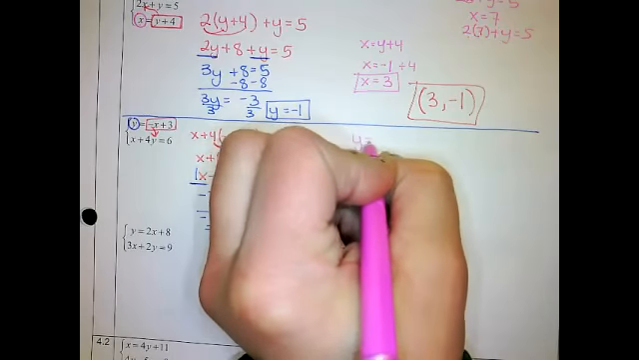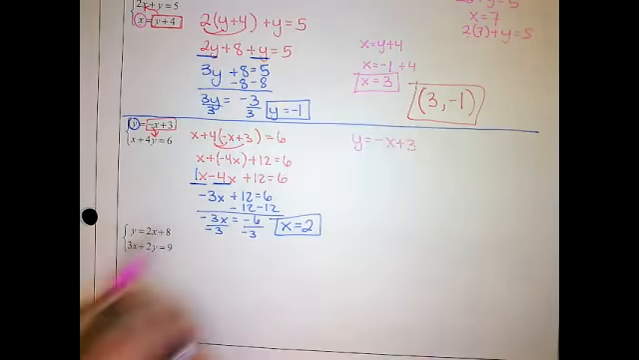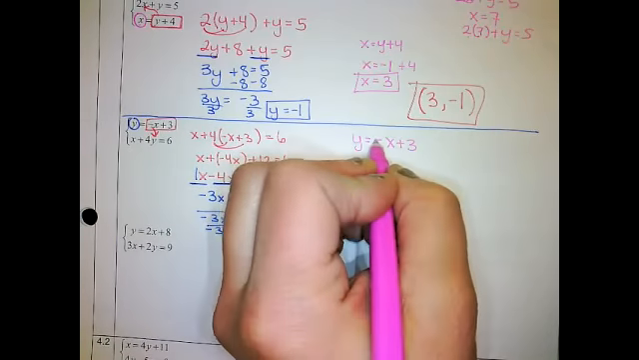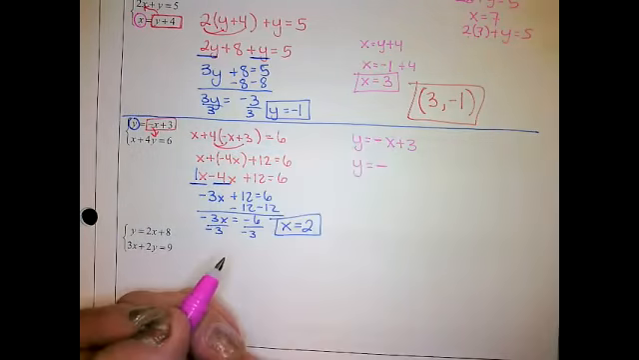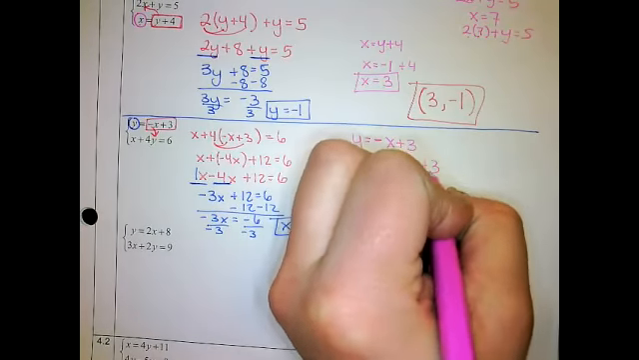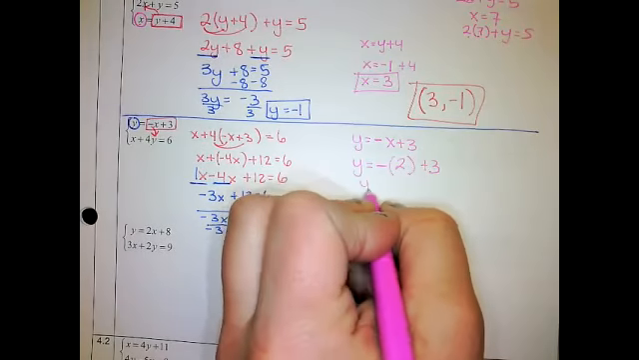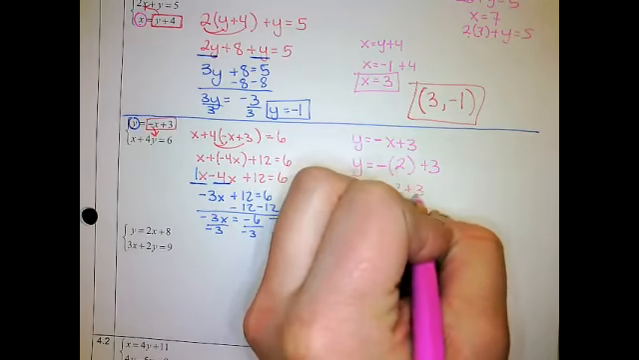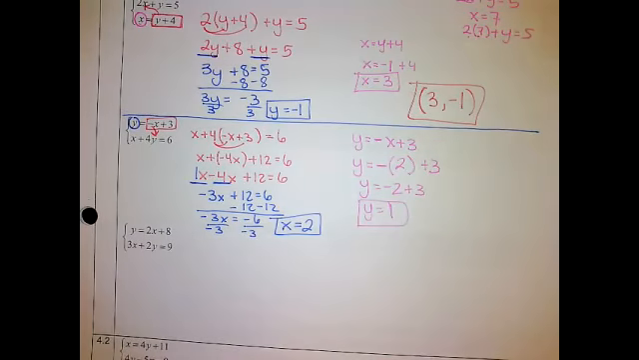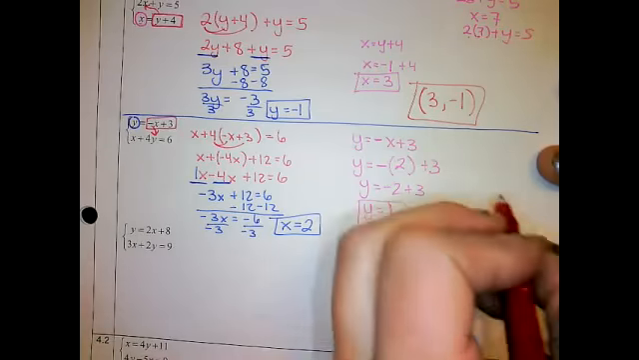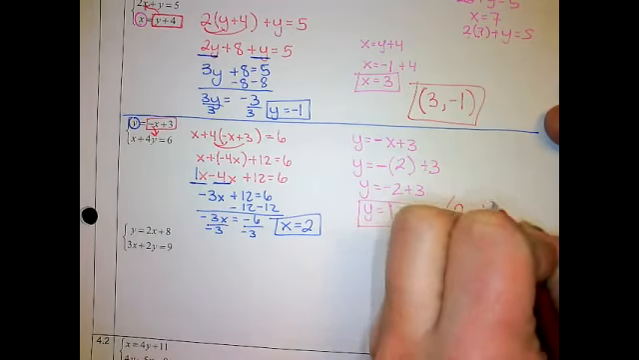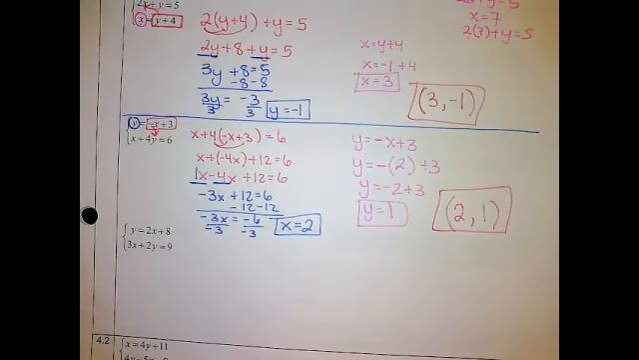So it's going to be y equals negative x plus 3. So y equals negative, because that is not the x value, that's just a negative sign. My x is 2 plus 3. So y equals negative 2 plus 3, which means y equals 1. Okay. That is not my answer. I have to write my answer as a coordinate. My x goes first, my y is second.